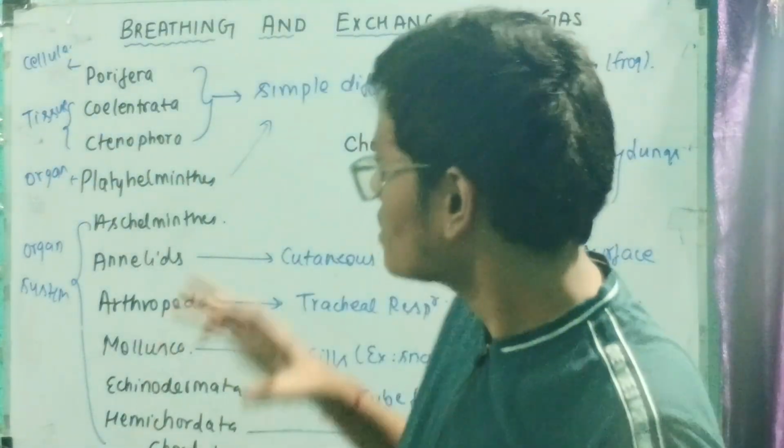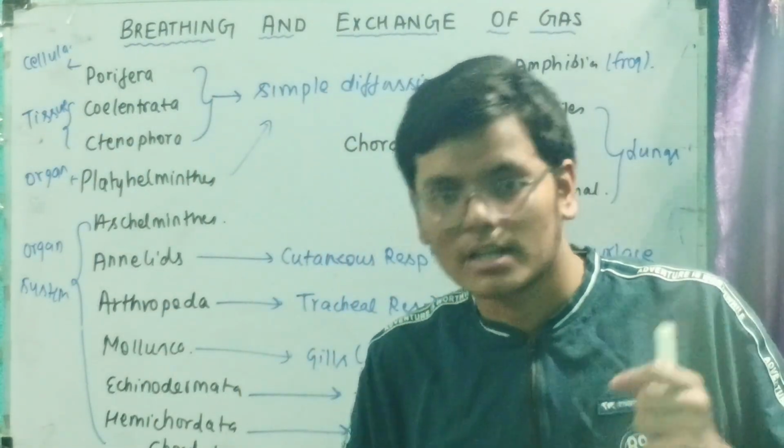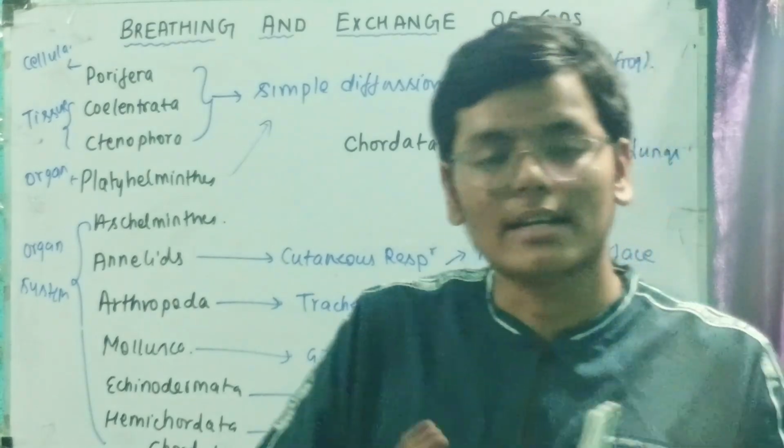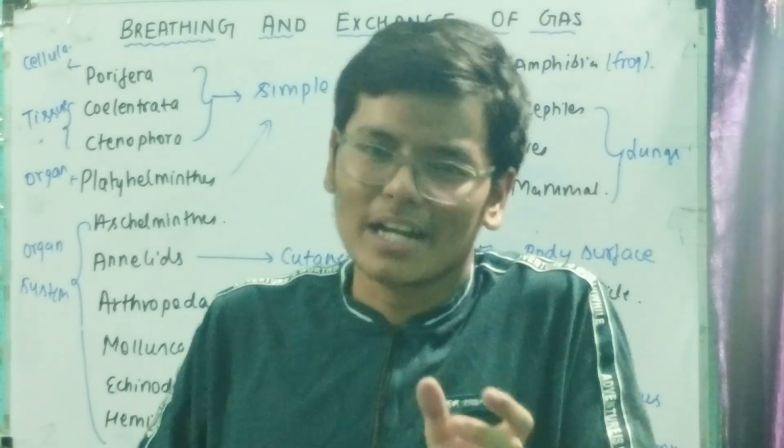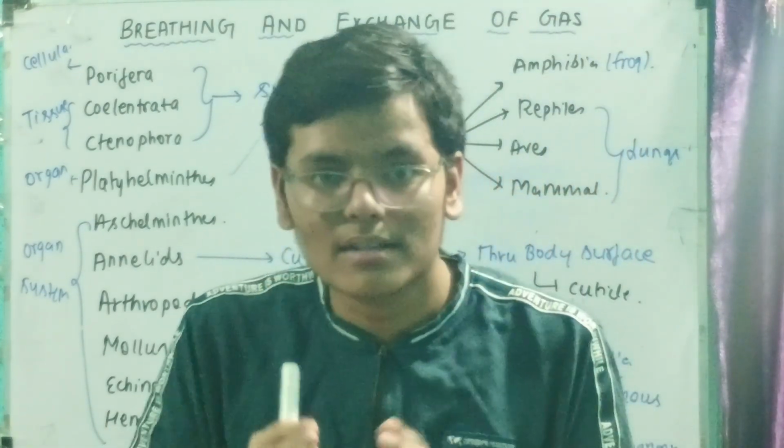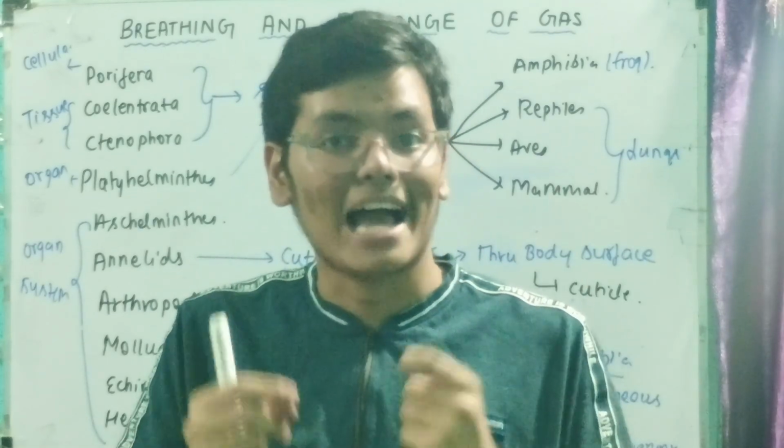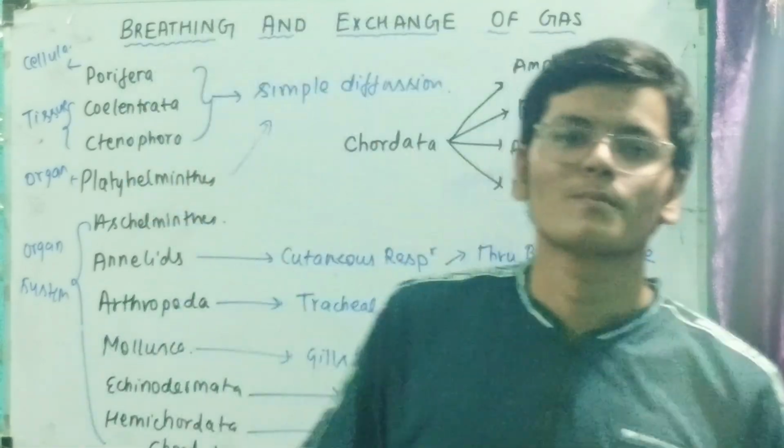Now we have understood the concept of why different organisms need different types of respiratory organs. Now let us learn a little bit about the lungs and the alveoli. Let us see.